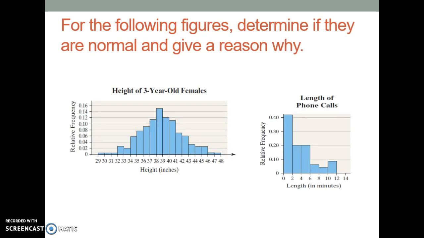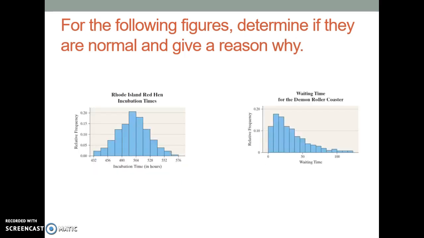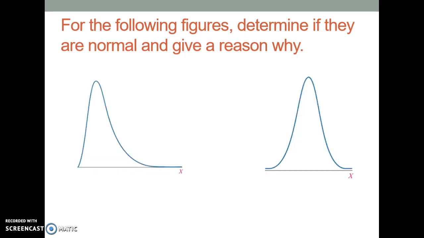This is kind of where I think pair share can happen inside of the classroom. So you have the left side question, right side question. Determine if they're normal and give a reason why. So you make your kids think, is it normal? Yes or no? If it is, why? And then they share with their pair, and then you call on a few different people to get their thought processes. We have a few of those built into this slide. So we've got 1, 2, 3, 4, 5, 6, 7, 8.